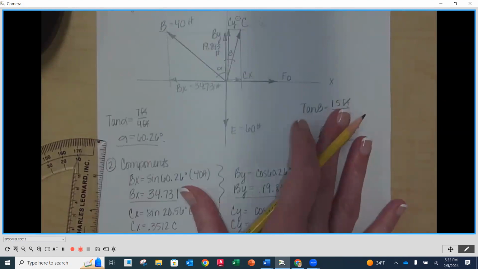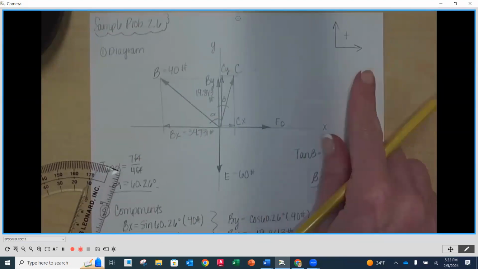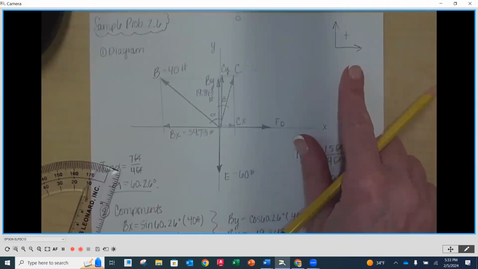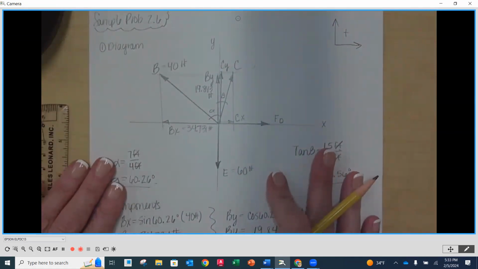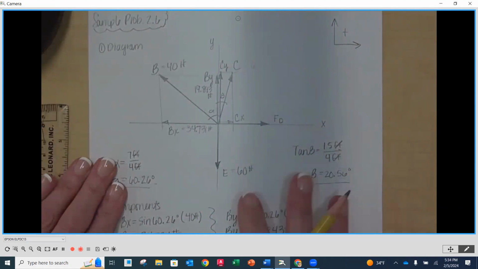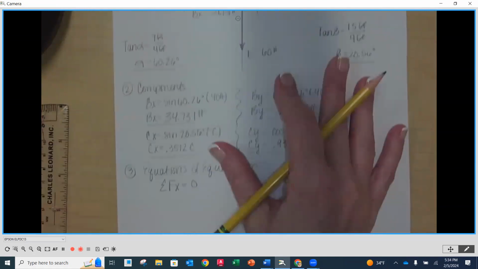Now, why did I call them positive and negative? Because of my convention. Make sure you have your convention at the top right-hand corner of each one of your problems. I always look there. If not, I take points off. So make sure that they're there. Okay, so let's write this equation.